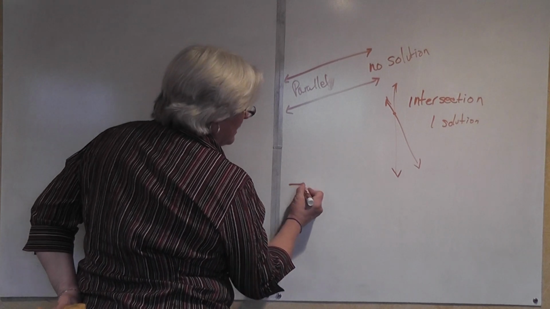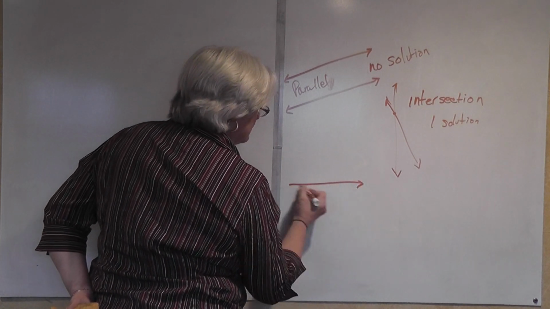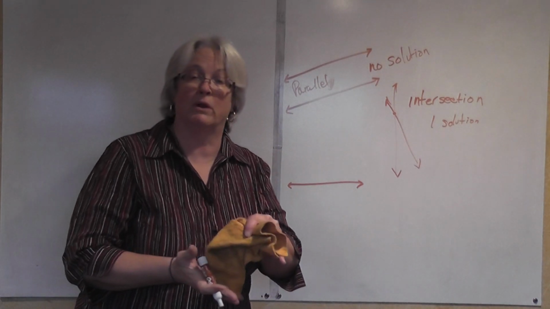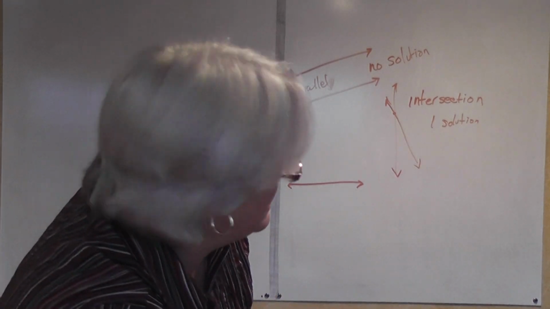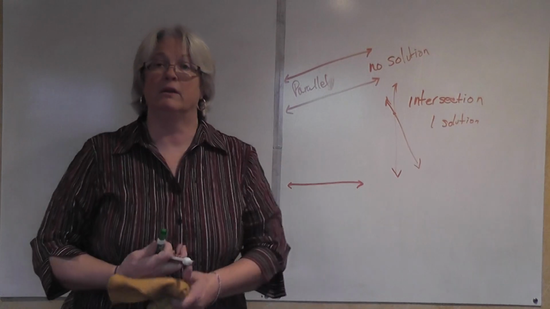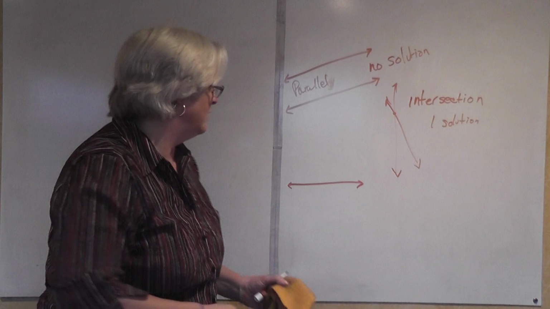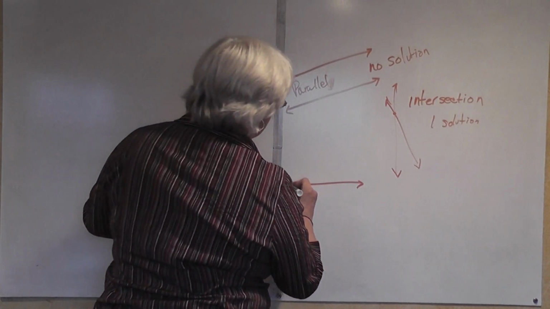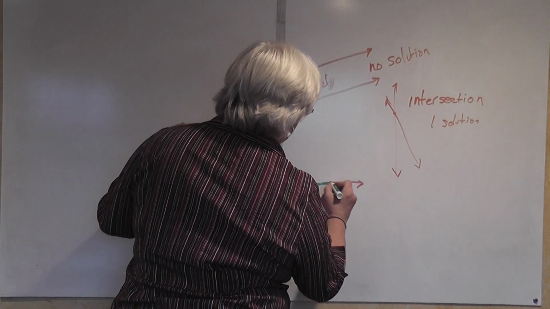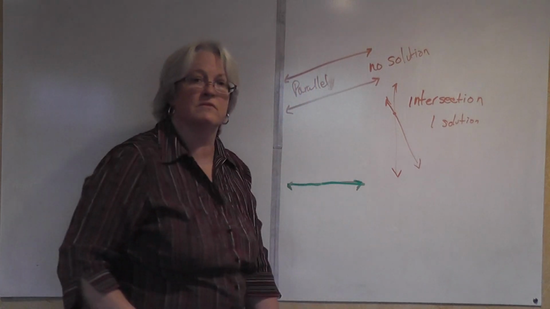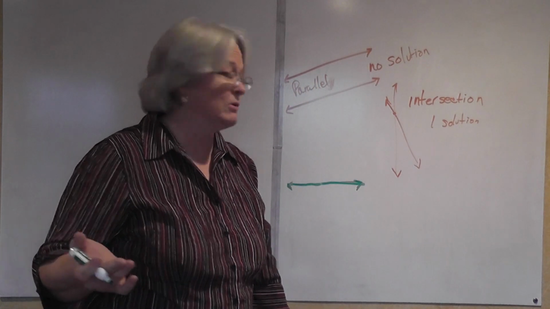And a third way that lines can relate to one another in space. Let's say that we have this first line here, and then we've got this green line that's going to interact with it. Now if I were to come in here and do that, it would look like all of a sudden my brown line has been changed to green.